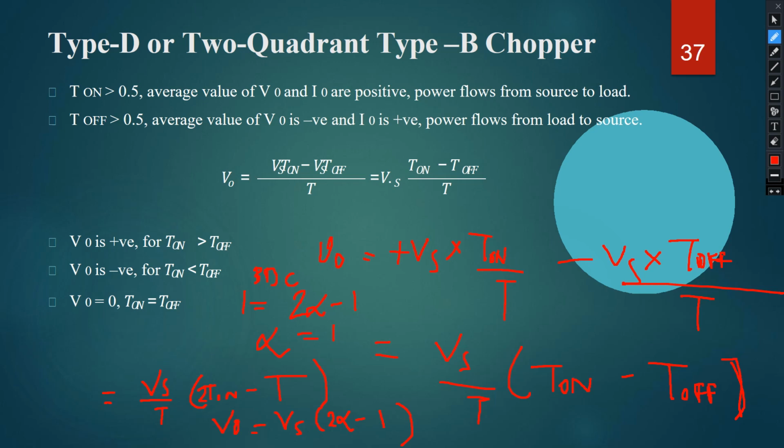So Vs is equal to T on minus T off. So what is T off? T off is equal to T minus T on. So if you replace this by T minus T on, that means when T on is greater than T off, you will get a positive value. When T on is less than T off, you will get a negative value, obviously. If T on is greater than T off, this becomes positive, and when T on is less than T off, it becomes negative. So what about when this becomes equal? It will become 0.